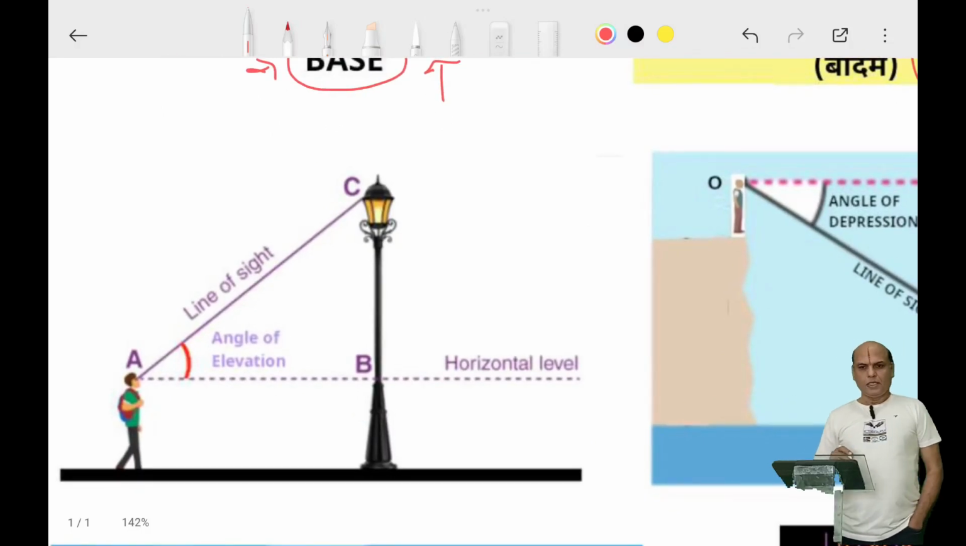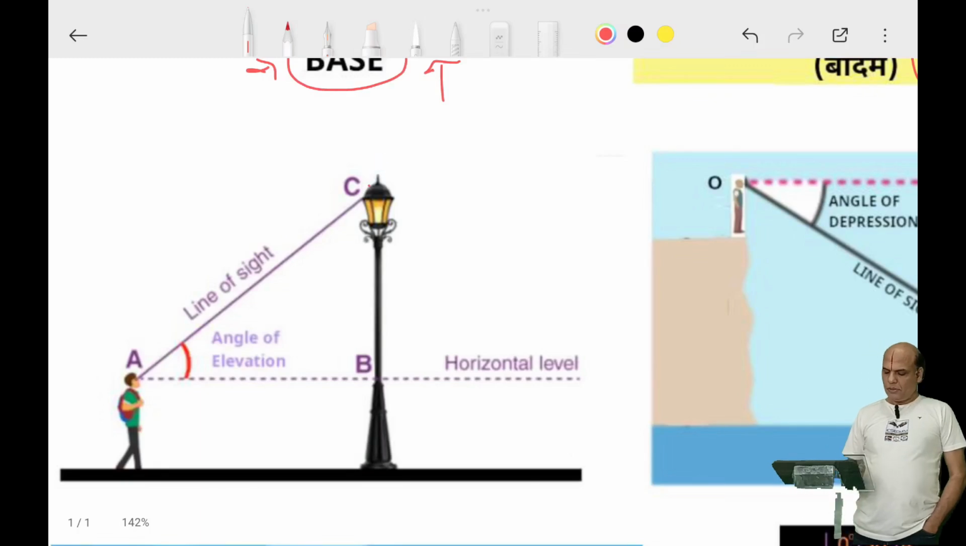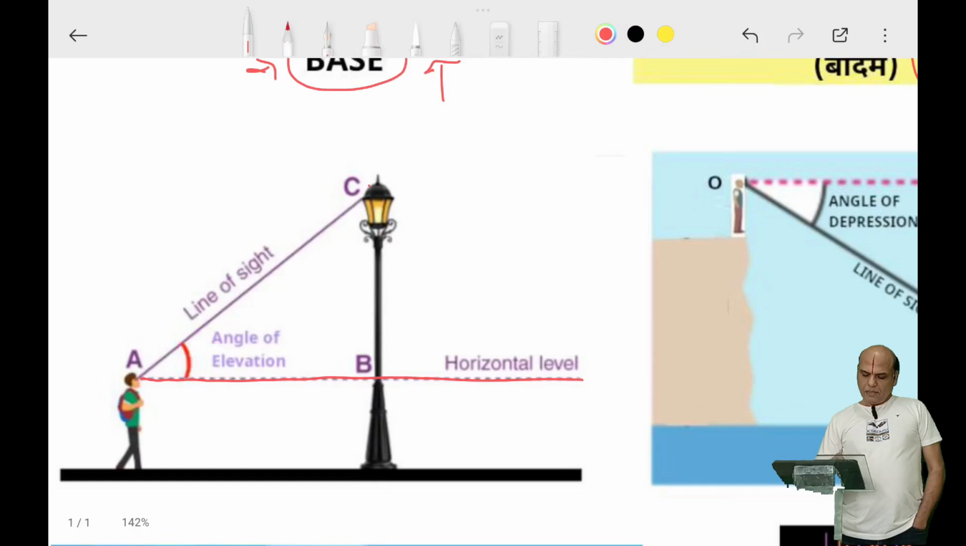Now consider there is an observer here who is walking and is looking at the lamp post. Okay, at the light of the lamp post. So here you see his eye level. This is called the horizontal level. Okay. Then the straight line that is joining his eye and the object, which is the top of the lamp post here, this straight line is called the line of sight.